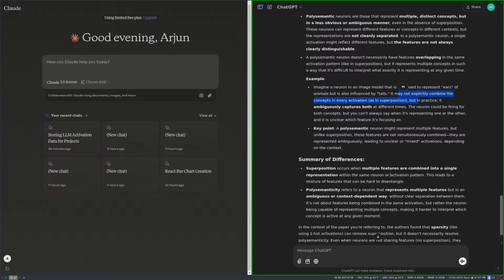Summary: if multiple features are combined into a single representation within the same neuron, it's a mixture of features that can be hard to disentangle. Monosemanticity refers to a neuron that represents multiple features but in an ambiguous or context-dependent way, without clear separation between them.